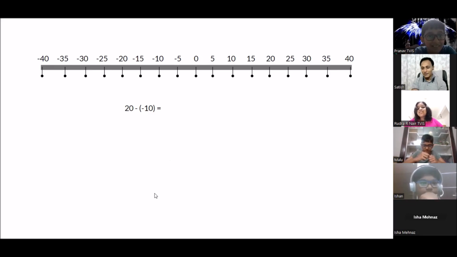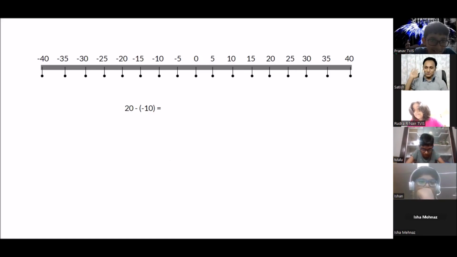Okay, fine. Anyone else? Daniel, yes. Sir, so we have now 20 rupees, so it's like negative. So we have to subtract negative 10. So negative and negative is positive, so we'll add 20 plus 10. That is a mathematical method.